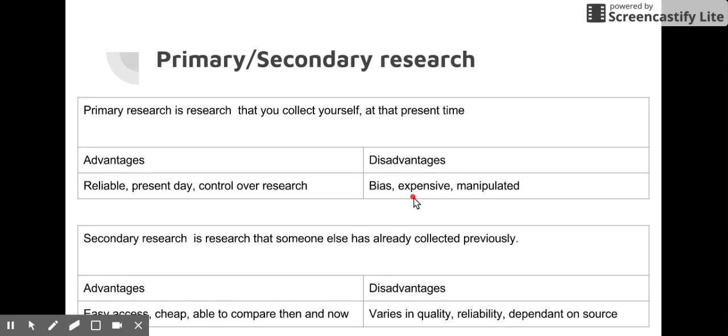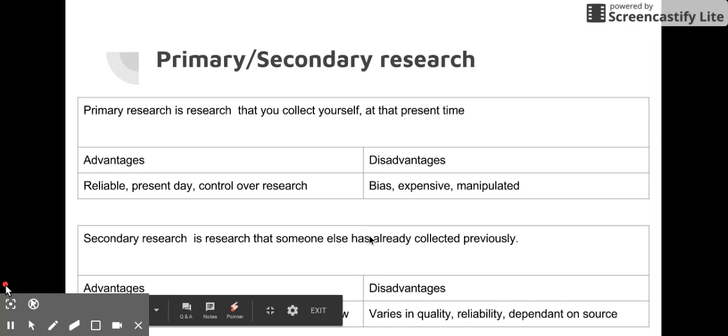It's expensive. You may have to use labs. You may have to use technology. It's expensive to do your own research, and it can be manipulated. You change the variable, you keep the variables the same. So you could change the floor and see whether that makes an impact on the floor work side of gymnasts. It's under your discretion, so it's your choice.